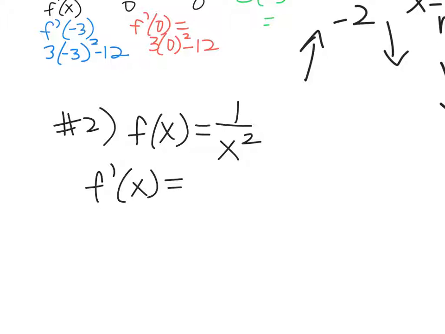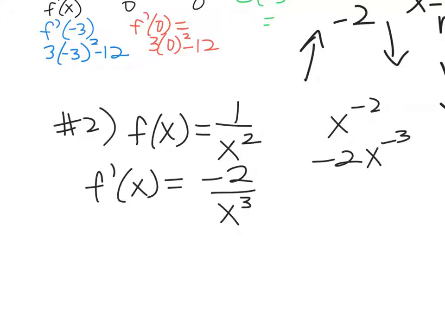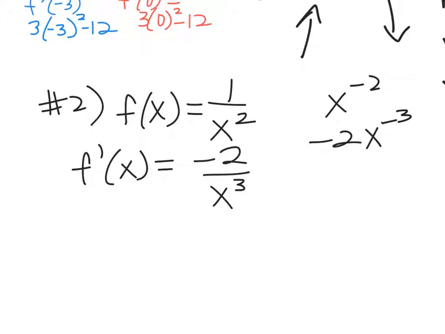You may want to rewrite this as x to the negative 2 so that you can take the derivative without doing quotient rule. Bring the negative 2 to the front and then subtract 1 off. And so you get negative 2 over x cubed. Now, does this ever equal 0? No, it doesn't. Set it equal to 0 and try to solve, and there is no value that's going to give you 0. But it is undefined. It's undefined at 0.